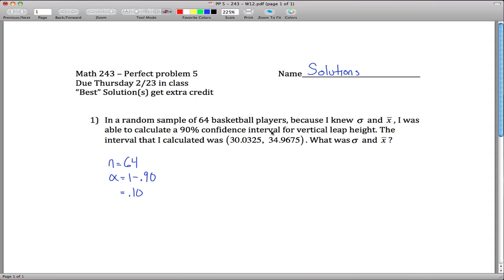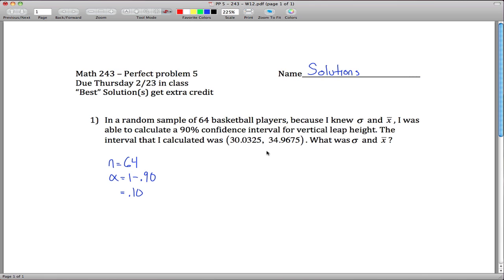And what is this for? How high people jump, for vertical leaps. I see the answer ends up being 30.0325 all the way up to 34.9675. Okay, so it's kind of asking, what is the question? What did sigma have to be and what did x bar have to be to make this the confidence interval? So kind of working backwards here.